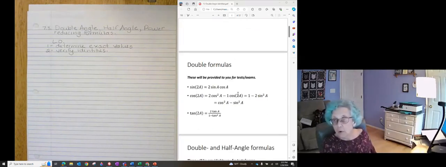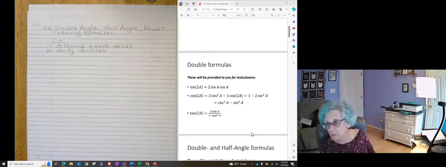Here are the double angle formulas. Sine of 2a is 2 sine a cosine a. That one I memorized whether I want to or not because it's so easy. Cosine of 2a, it has some different options. You can have 2 cosine squared a minus 1.